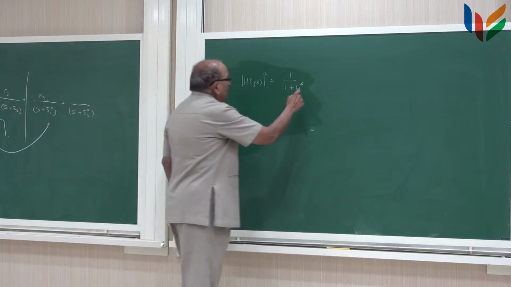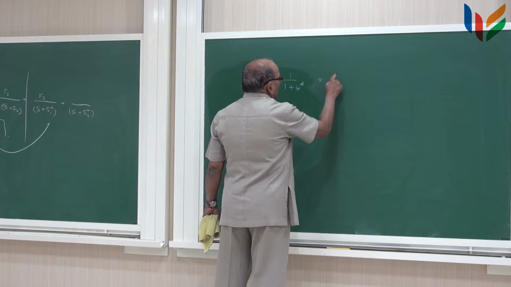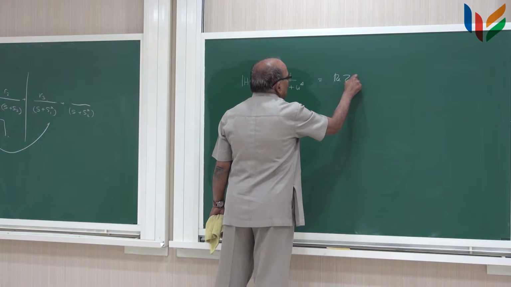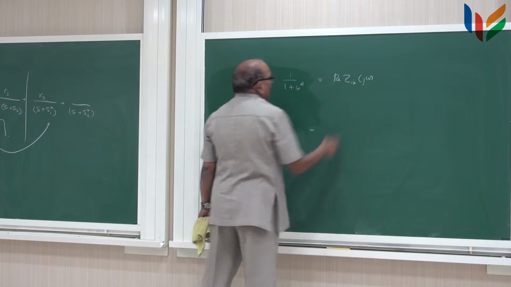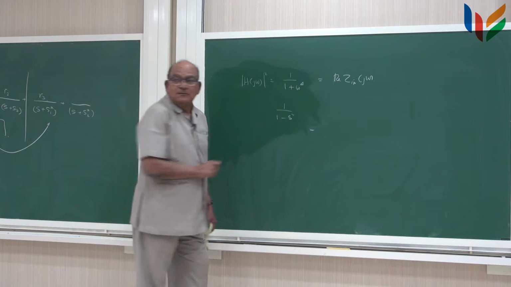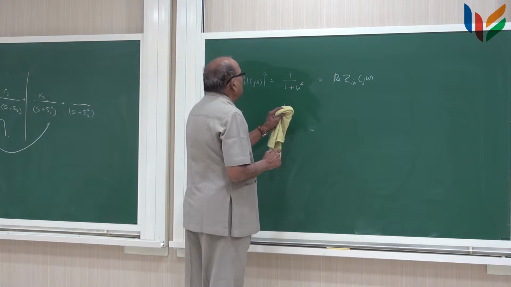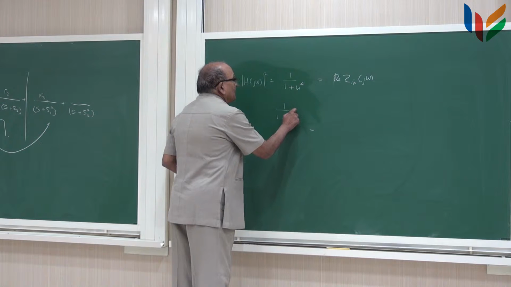And then this should be equal to the real part of Z in jω. So this is equal to 1 by 1 minus s². Maybe I should take a bit more complicated one, no? No, s⁴ rather. I'm sorry, okay.